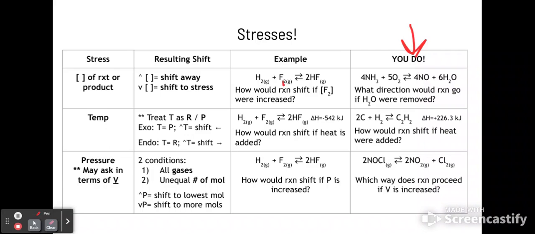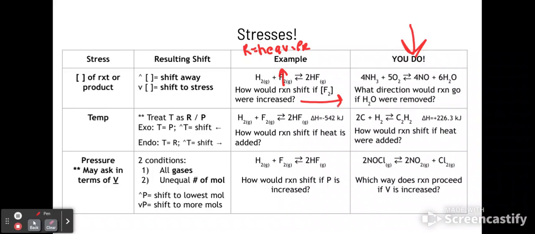So we are increasing our amount of F2 on this side, which is the reactant side. So the reactant side is heavier here. We got more for that, so you are going to shift right to alleviate that heaviness. You'll see me imitate this as a scale in class, and maybe that will help this make a little more sense. If you want to, you can pause to do the you-do now, but I'm going to go ahead and jump into the temperature.